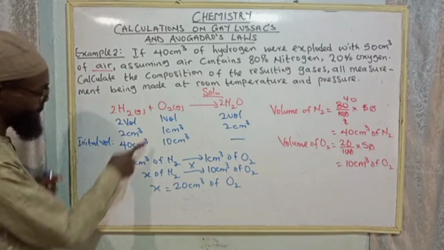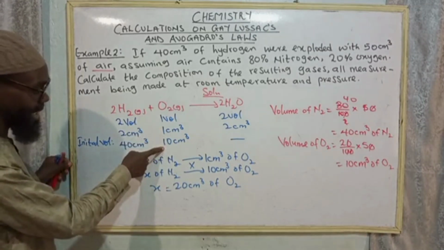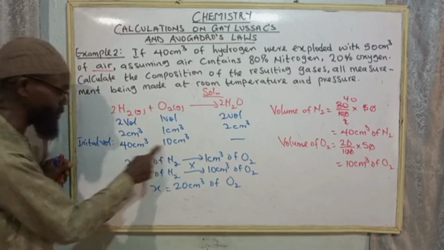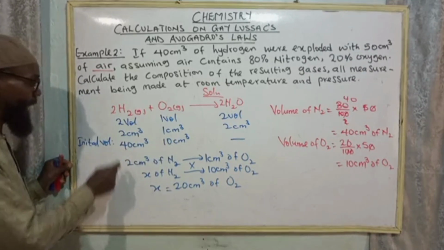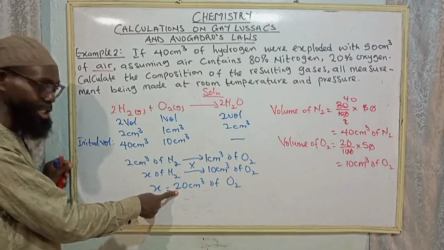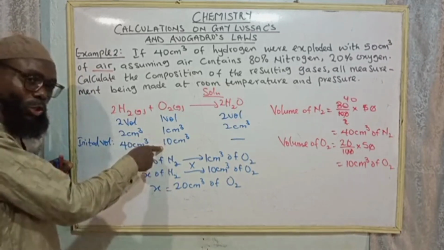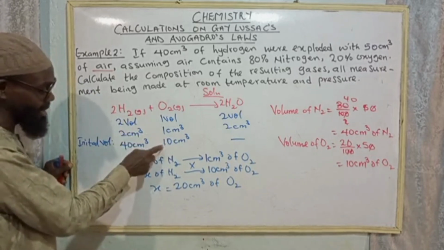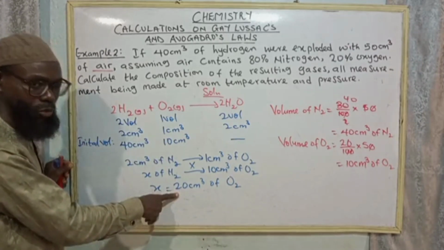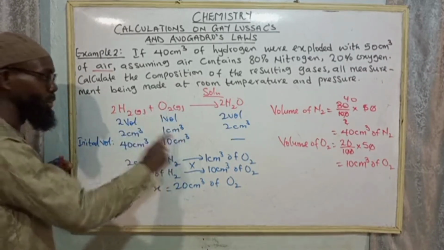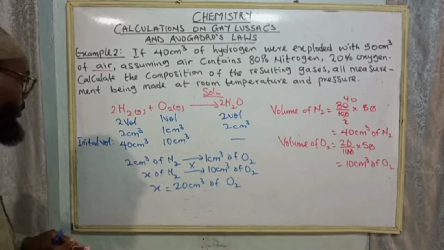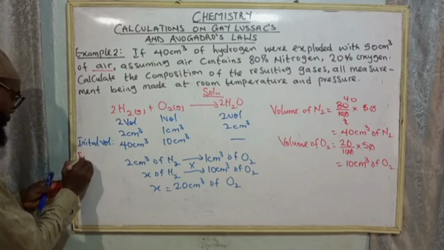So from here, if 1 centimeter cube of hydrogen is giving us 10 centimeter cube, definitely 2 centimeter cube of hydrogen is supposed to give us what? 2 times 10, which is 20 centimeter cube. So our hydrogen is in excess. By how much? By this 20 centimeter cube. So this oxygen was used up because normally 10 centimeter cube is supposed to be used to react, which means that all of it has been used up while hydrogen will be in excess. By how much? By 20 centimeter cube.